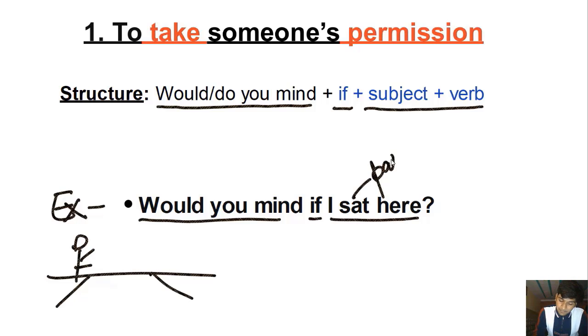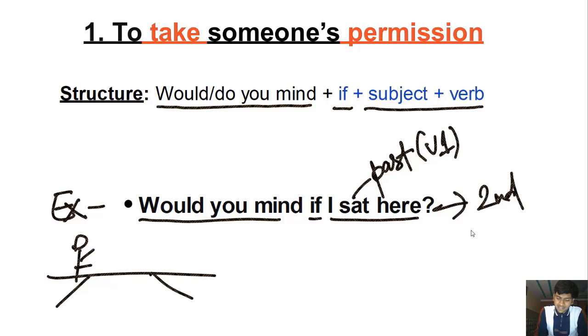Now, would you mind if I sat here? This is in the past form. The verb is in the past form. This entire structure is a second conditional sentence. This is a second conditional sentence, guys. I have a detailed lesson on conditional sentences. You can check that out. The link must be in the description. All right, so this is a second conditional sentence.